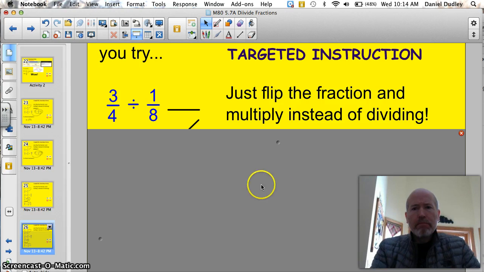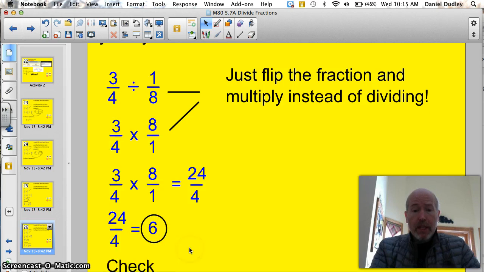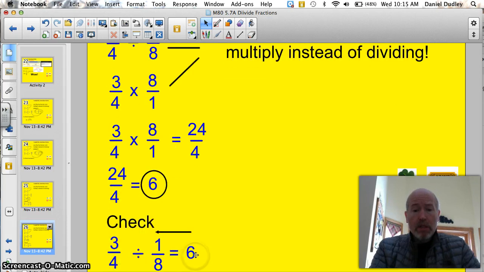All right, let's see how you did. 3/4 times 8/1, right? Just flip it. So 3 times 8 is 24. 4 times 1 is 4, so we got 24/4, which of course 24 divided by 4 is 6. Let's put it in and see if it works. 6 times 1/8 equals 3/4. Our check. What's 6 times 1? 6/8. 6/8 does equal 3/4. God, I love it when a plan comes together.